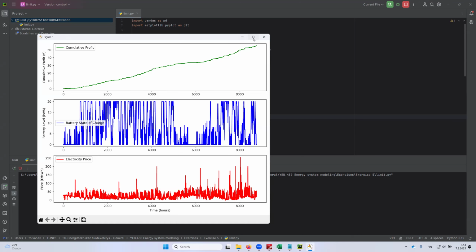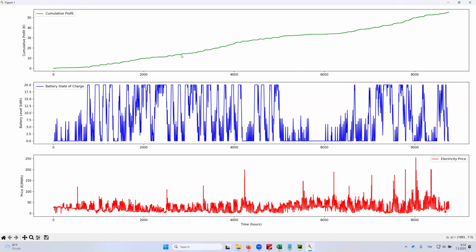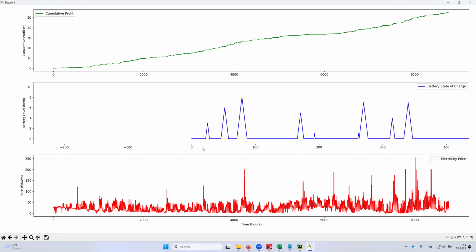So it gives me this kind of window. There's the cumulative profit, and that's the battery state of charge. In here, you can zoom in on what's happening to the state of charge. It starts from 0, by the way.